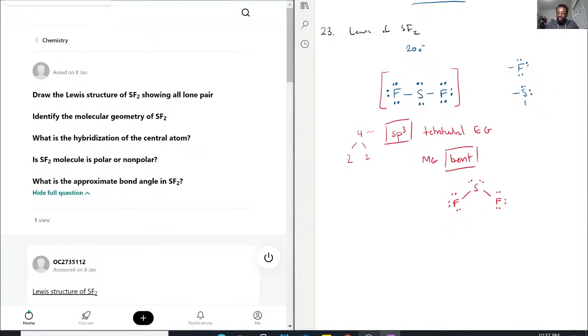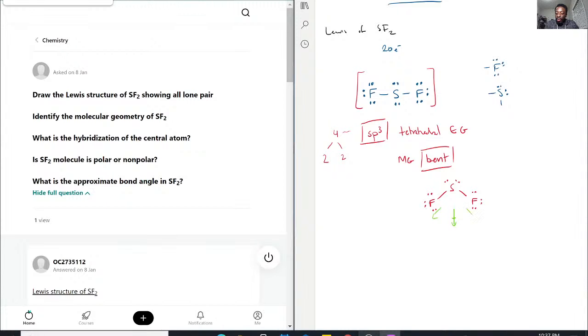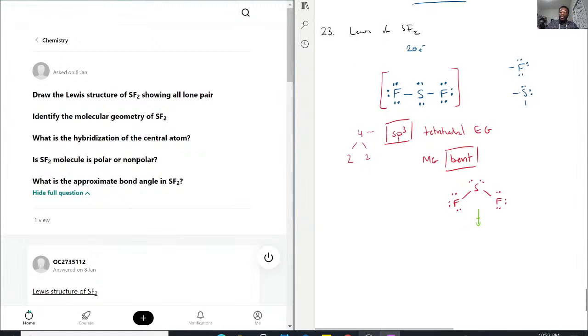Okay? That's what's going to happen because this fluorine is going to be pulling here and this fluorine is going to be pulling there. But overall, it's going to be moving downwards because it's going towards the side that's more electronegative. So that being said, is it polar or nonpolar? This is going to be polar.